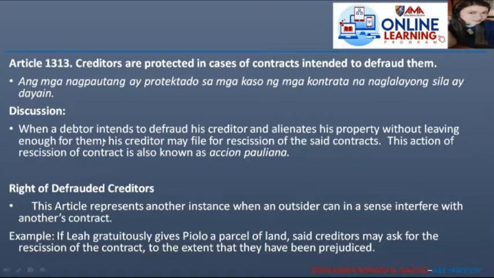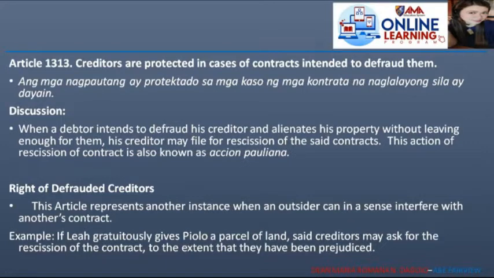So, when a debtor intends to defraud his creditor and alienates his property without leaving enough for them, his creditor may file for rescission, as I've mentioned, of said contracts. So, kung lahat yon kinontrata niya, pinamigay niya sa ibang tao at wala man lang siyang iniwan para dun sa kanyang mga pinagkakautangan class, okay, pwede niya yon ipa-rescind.